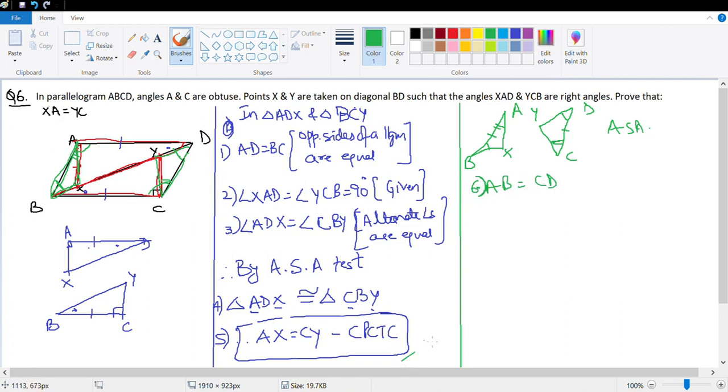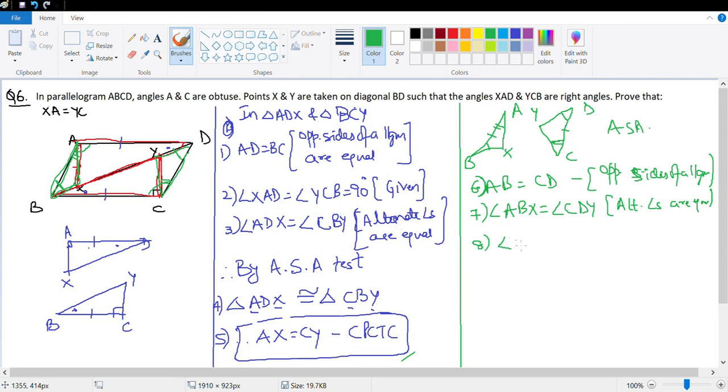This question is already over. This is a second method of doing it. This is opposite sides of a parallelogram. Next, number 7 would be angle ABX will be equal to angle CDY. These are alternate angles are equal. And for this we'll have to prove something. So number 8 would be angle BAD is equal to angle BCD. Opposite angles of a parallelogram are equal.